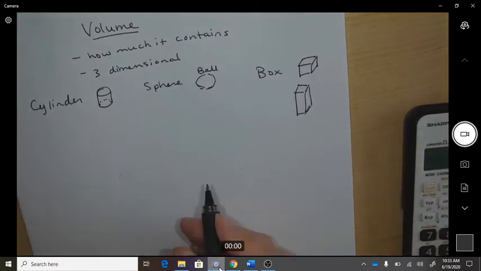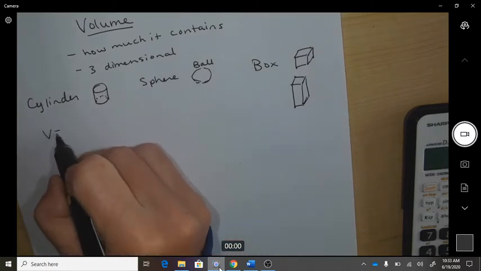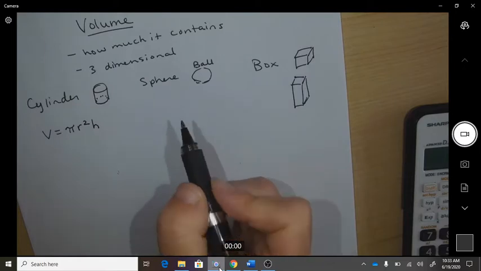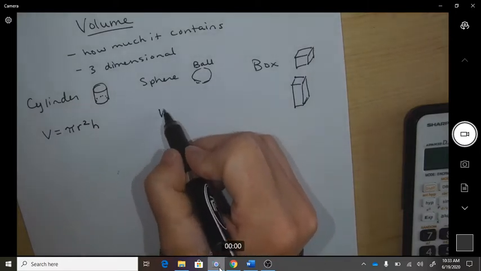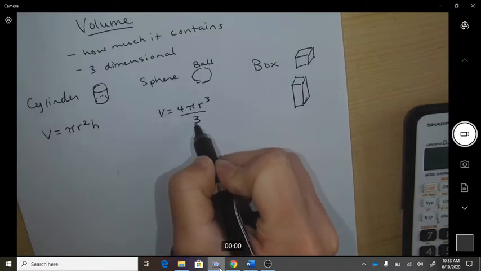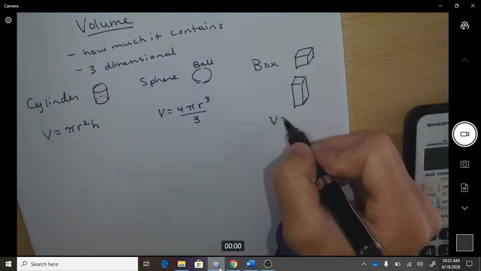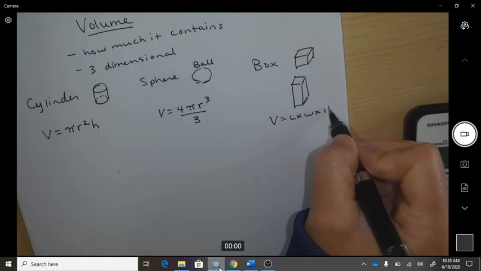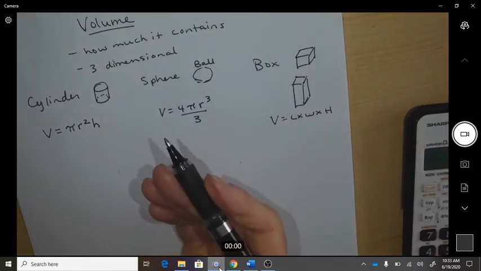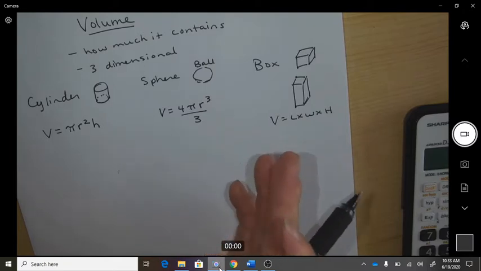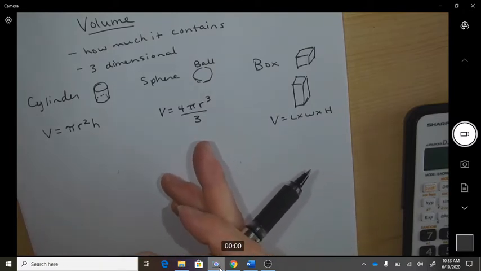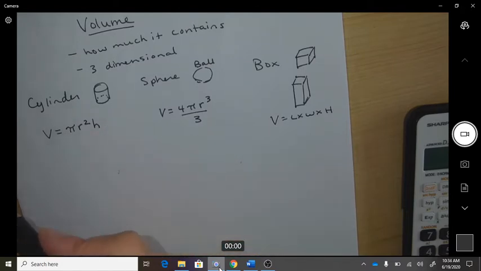Okay, so the formulas: volume equals pi r squared h for a cylinder. A sphere is 4 pi r cubed divided by 3, and volume of a box is length times width times height. If you have centimeters, area would be centimeters squared, and volume would be cubed for units.